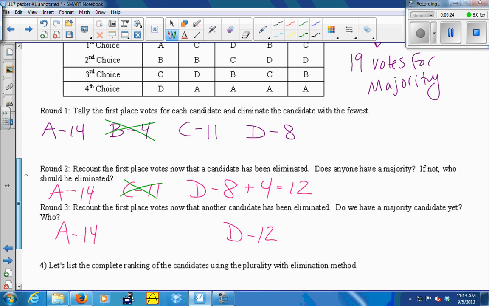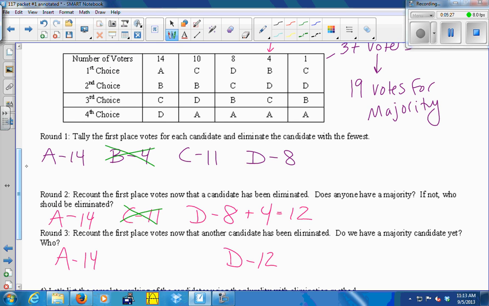Then we have to take C's 11 votes and give them to the next candidate. So these 10 people who wanted to vote for C, they no longer have the option of voting for C, so who would they go to next? B, but B's gone too, so they have to go to D. So these 10 people are going to go to D.